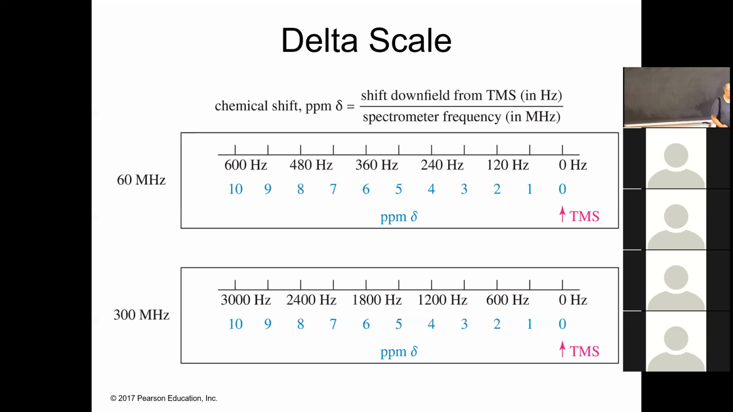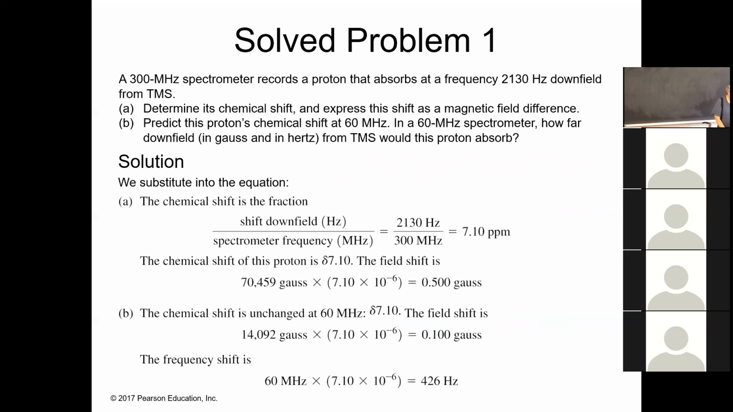Here are a couple of different instruments, and the main point here is that these both use the delta scale. Our instrument is 90 megahertz, and there are instruments that go all the way up to 900 or 1,000 megahertz. The higher the radio frequency, the larger the magnet you need.